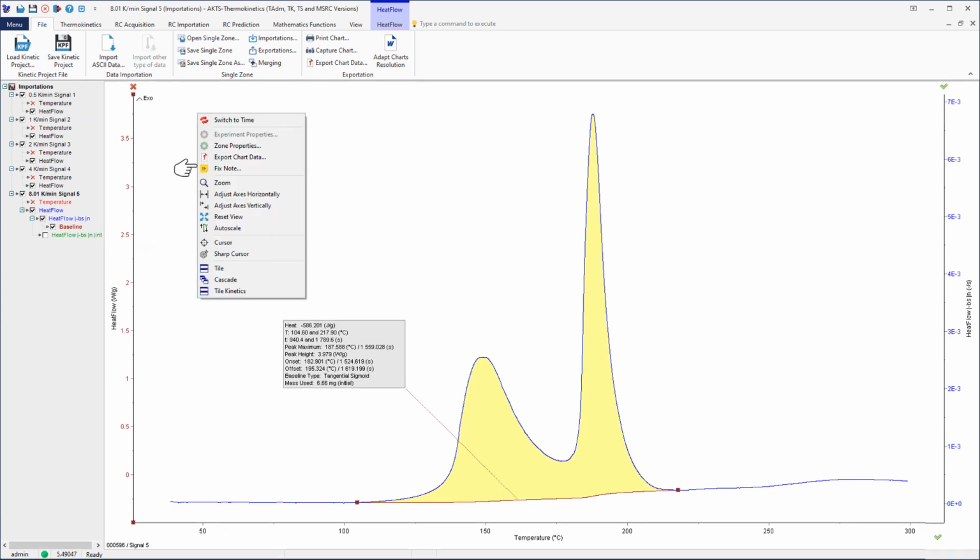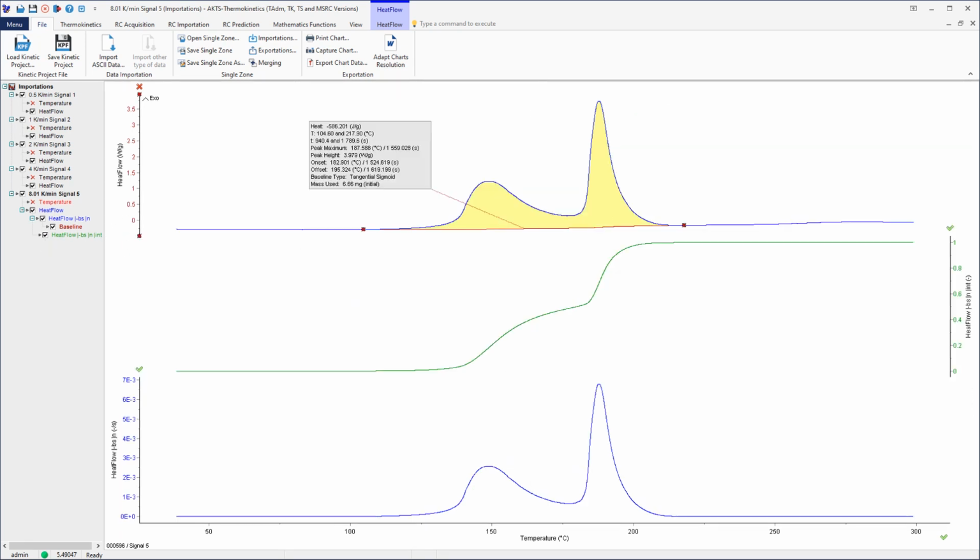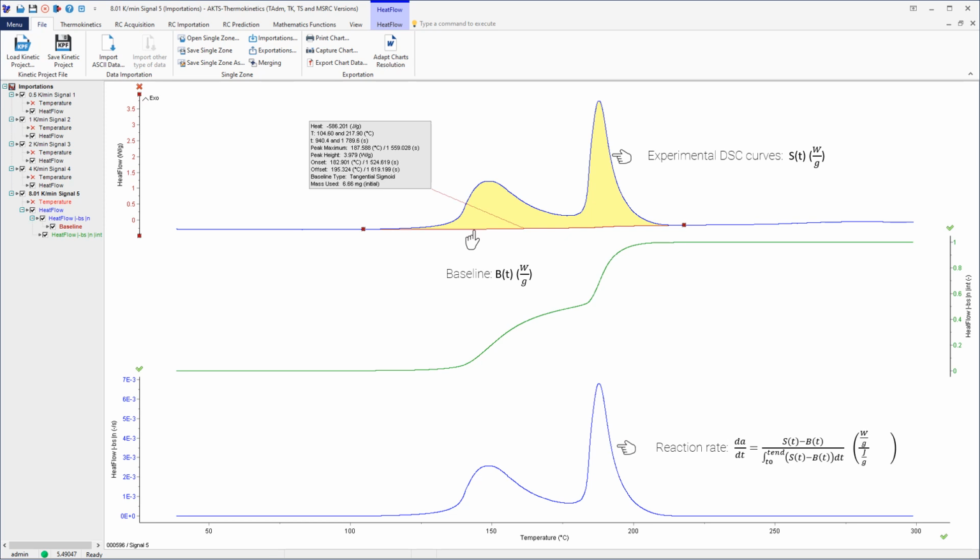After constructing the baseline, the user can evaluate the dependence of the reaction rate and reaction progress on temperature or time. These curves are later applied in the following stages of kinetic analysis. The upper plot shows the temperature dependence of the DSC curve at 8 Kelvin per minute and the baseline construction. The plots show the temperature dependence of the reaction extent, middle section, and the reaction rate, bottom section.